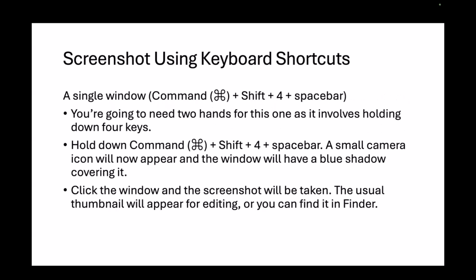If you want to take a screenshot of a single window, that is using the Command key plus Shift plus 4 plus spacebar. Now you're going to need two hands for this one because it involves holding down 4 keys. However, holding down Command Shift 4 plus spacebar, a small camera icon will appear, and the window will have a blue shadow covering it. Click the window, and the screenshot will be taken. The usual thumbnail will appear for editing, or you can find it in Finder.